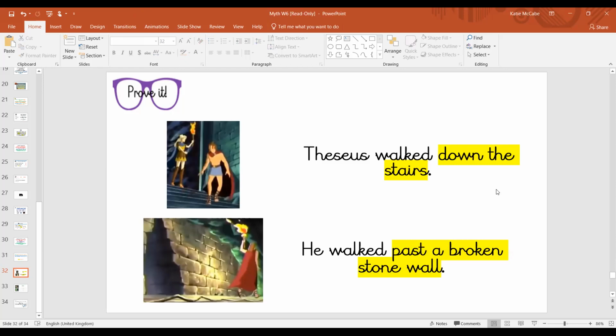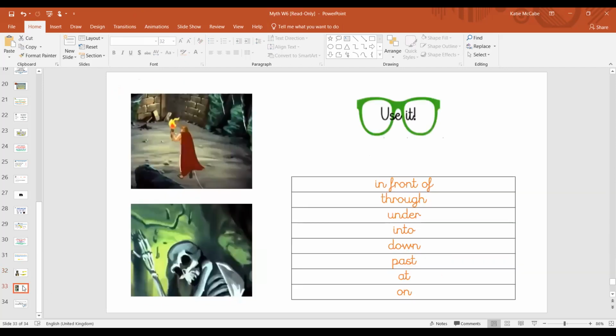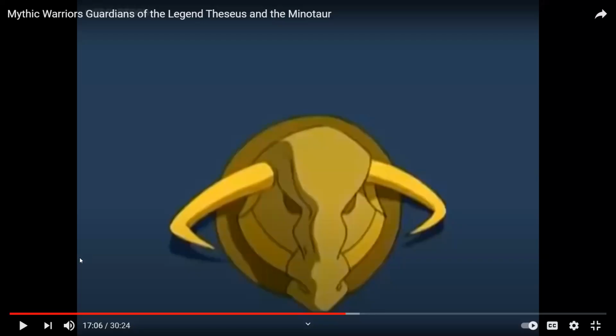Great work, Year 3. Now, the next part of today's learning episode is going to be creating and writing our own prepositional phrases. Okay, and we're going to be using them to describe two parts of Theseus's journey inside the labyrinth. So let's just watch that short clip to remind ourselves of the types of things that Theseus does in this part of the myth. Okay, so here we go. Let's remind ourselves of what happens when Theseus is inside the labyrinth.